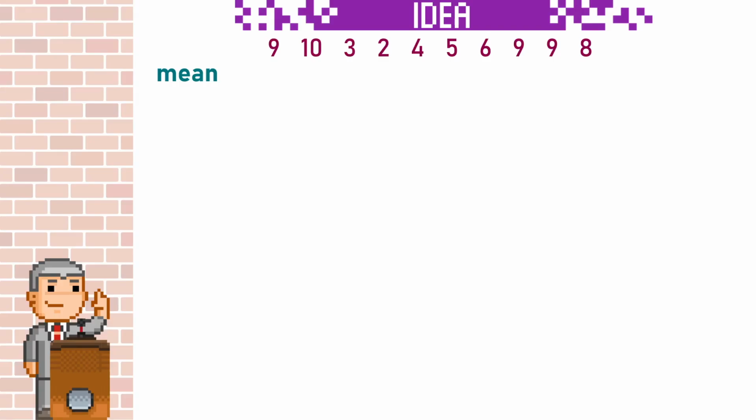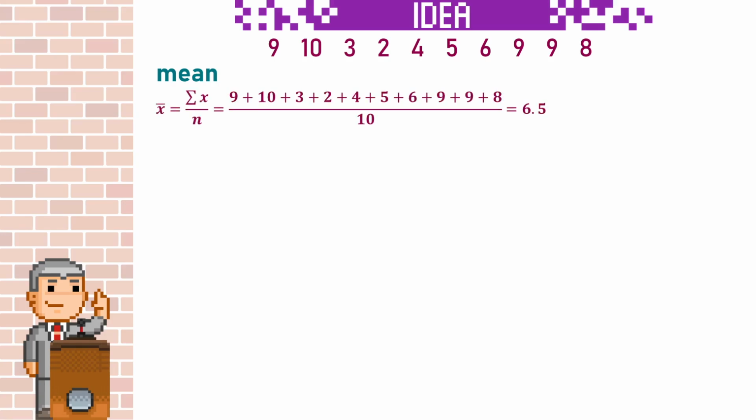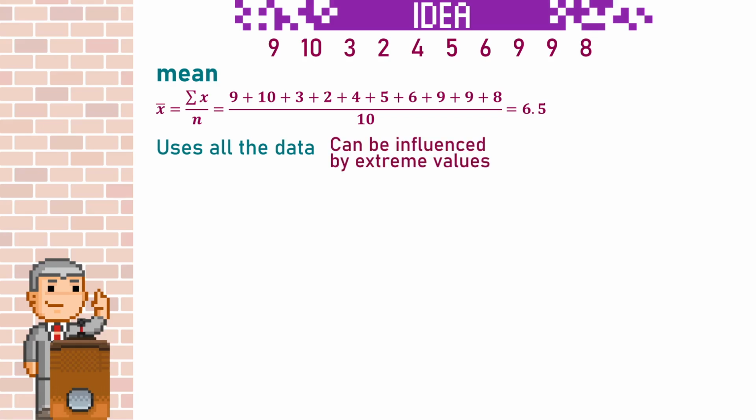The mean average is found by adding up all the numbers, then dividing by the amount of numbers. We can write the mean as x bar. We can write the sum of using sigma. The benefit of the mean is that it uses all the numbers, so makes a good representation of the data. The downside is that it can be influenced by extreme values. Imagine we had 1,000,000 in this list.